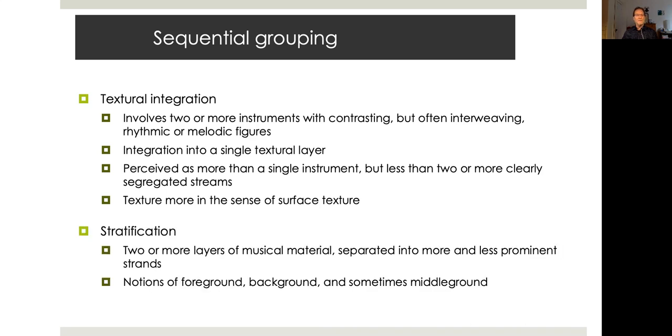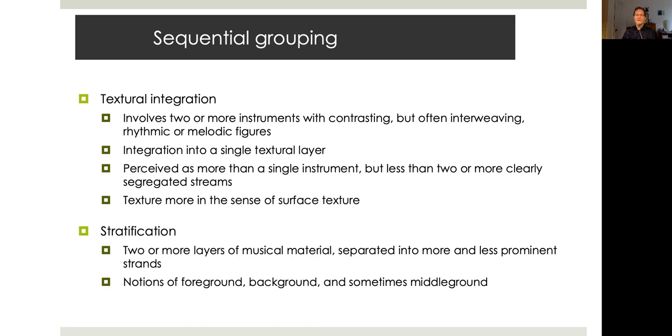But the other type we're interested in here is stratification. And this is the creation of orchestral layers. So we have two or more layers of musical material, and they're often separated into more or less prominent strands, and hence the notion of foreground, background, and sometimes middle ground.